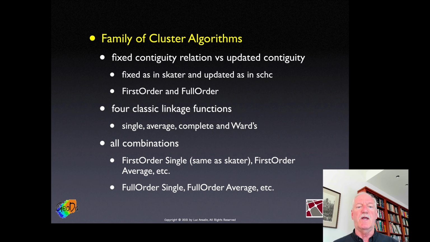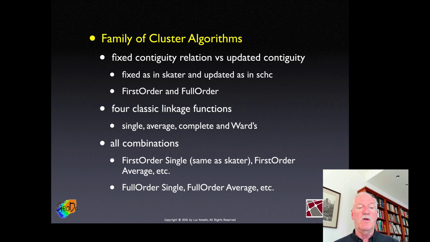The weights were updated, and the fixed method is called first order. The updating method is called full order in the Redcap terminology. And then tacked on to that dimension, we have all the linkage functions: single, average, complete, Ward's. And so we have every combination.